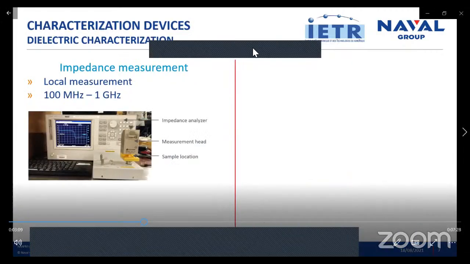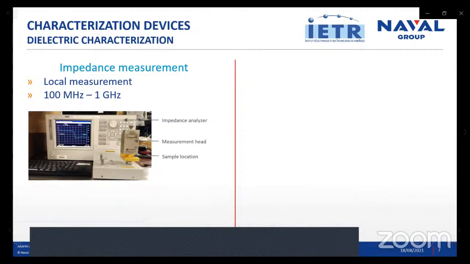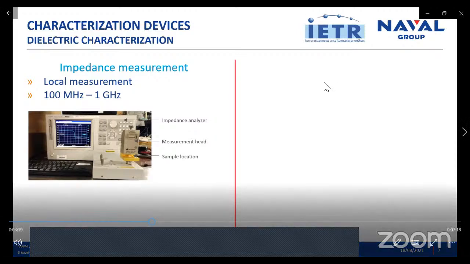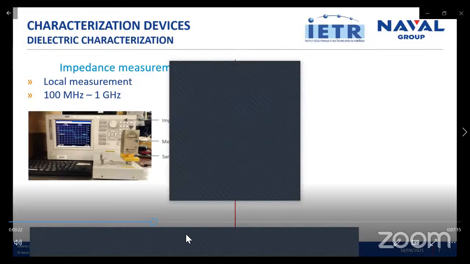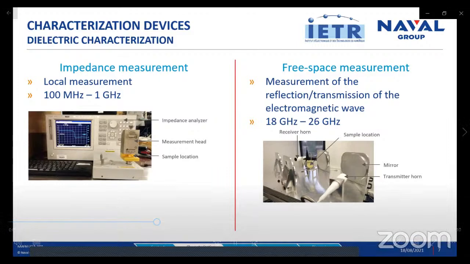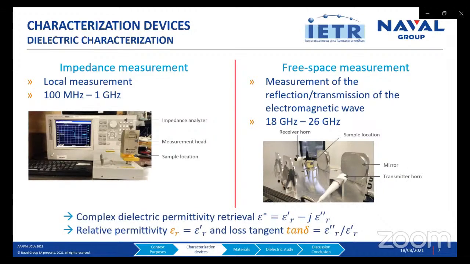To measure the dielectric characteristics of our composite laminates, we use two different devices. The first one is the impedance measurement. By a local measurement, this device provides information from 100 MHz to 1 GHz. At higher frequencies, we used a free space measurement device. By using the reflection and the transmission of the electromagnetic wave, we obtain information from 18 to 26 GHz. These two devices allow us to retrieve the complex dielectric permittivity, from which we deduce the relative permittivity epsilon r and the dielectric loss tangent delta.